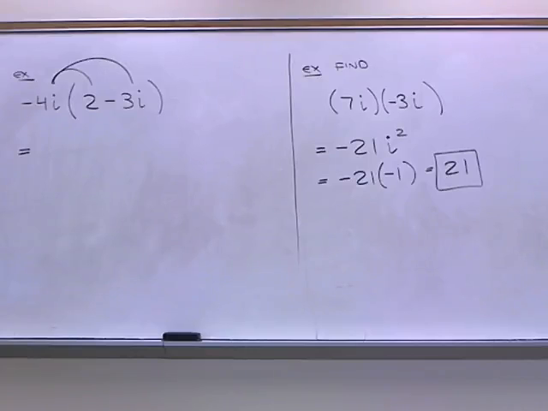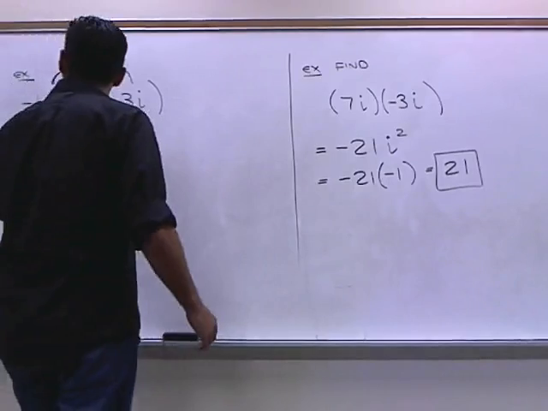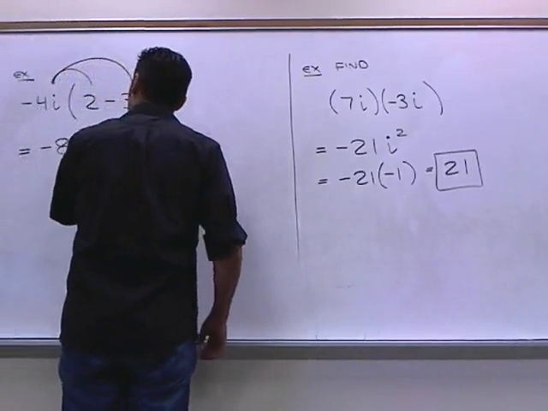So you do negative 4, and then that was in front of it. So you have negative 8i minus 12, because they're side by side. Okay, I think we've got it. Negative 8i minus 12.